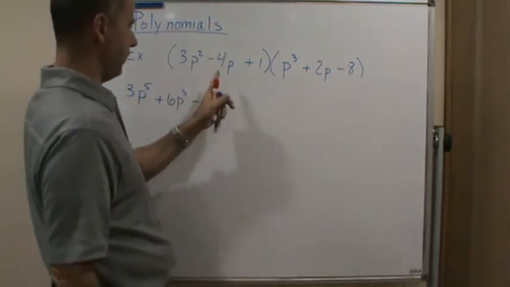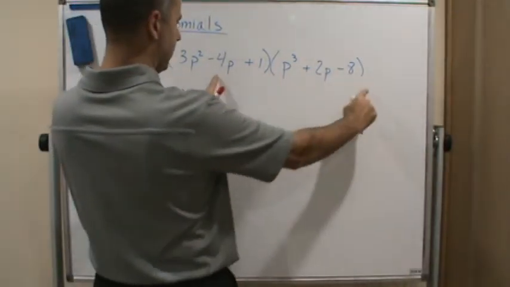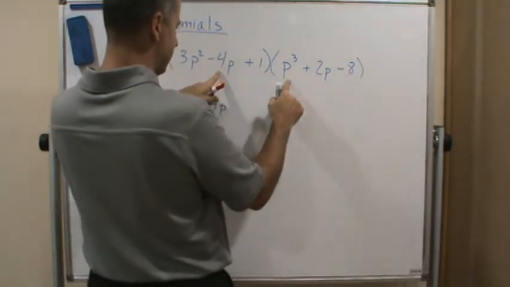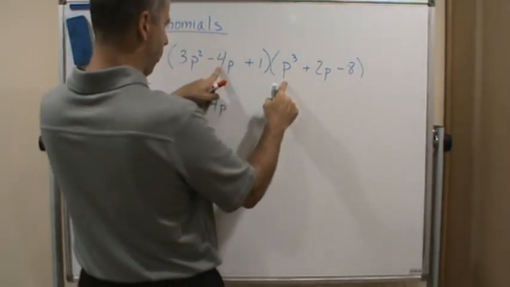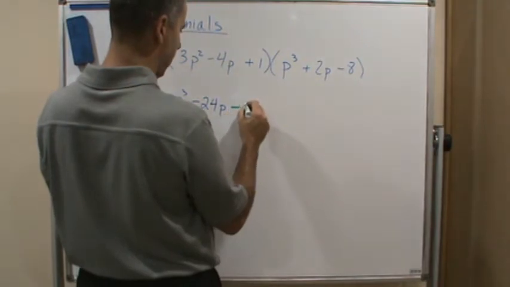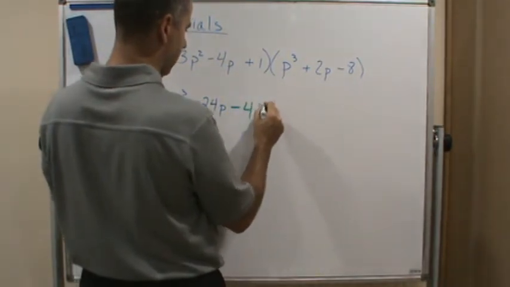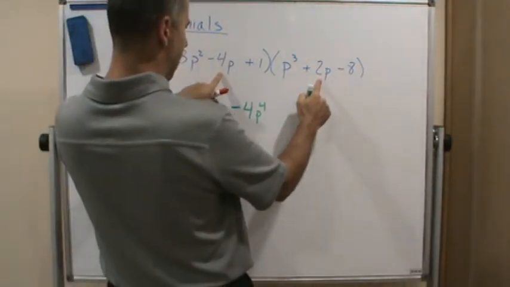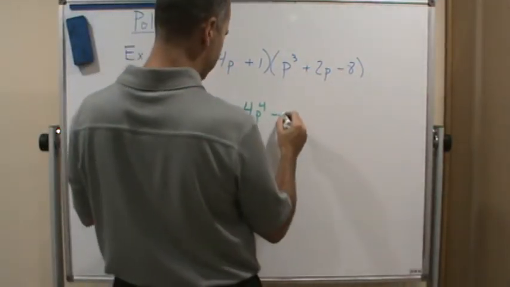So now I'm going to do this one, and I'm going to cycle through this with this one. So now I'm going to go negative 4p times this. So this times this gives me a negative 4p to the fourth. So minus 4p to the fourth. Now the next one's going to give me a minus 8p squared.